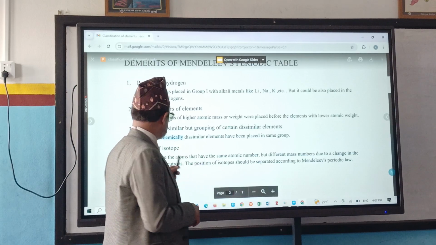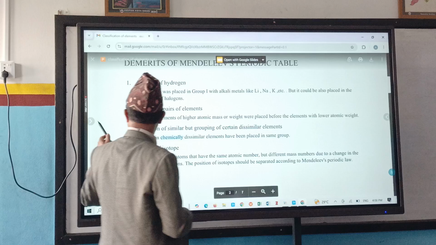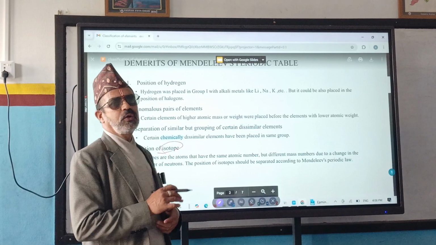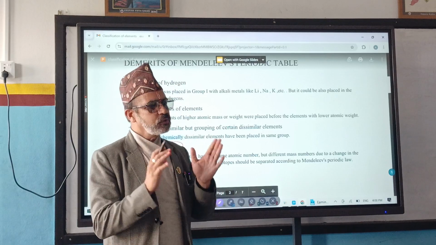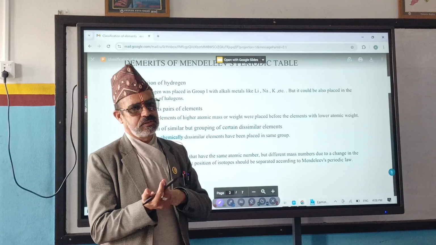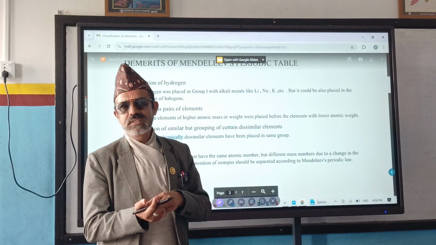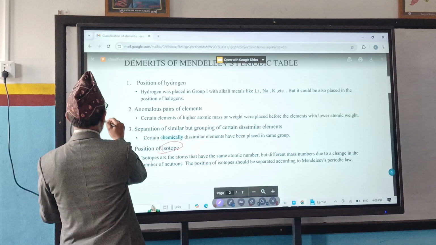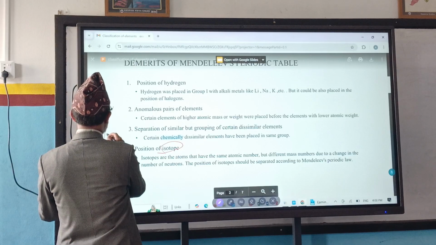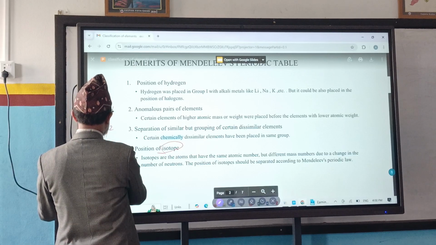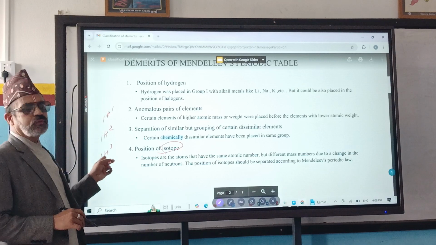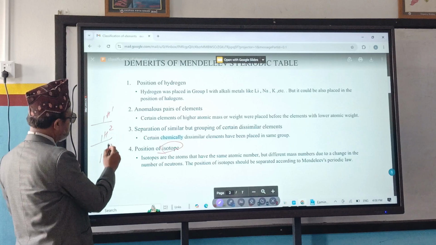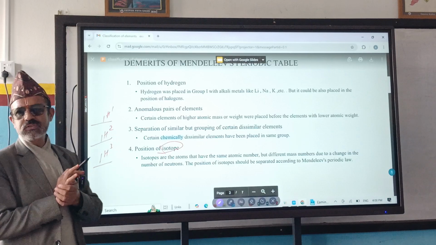Here is the next item to remember: isotope. What do you mean by isotope? Isotope means atoms of the same element with different atomic mass. If I write here 1H1, 1H2, 1H3, here are three atoms of hydrogen. This is hydrogen. This is also hydrogen. This is also hydrogen. Are there three hydrogens here or not?